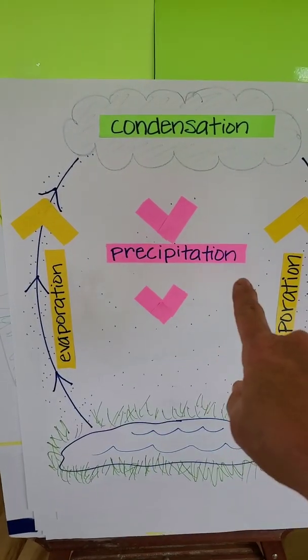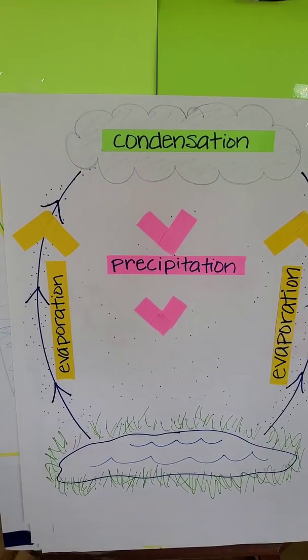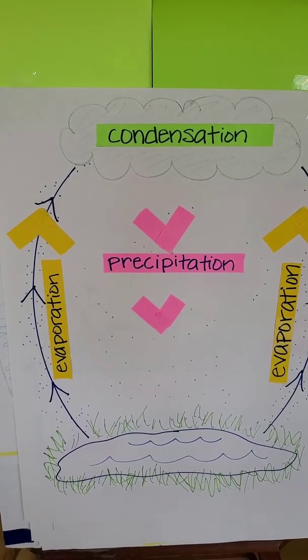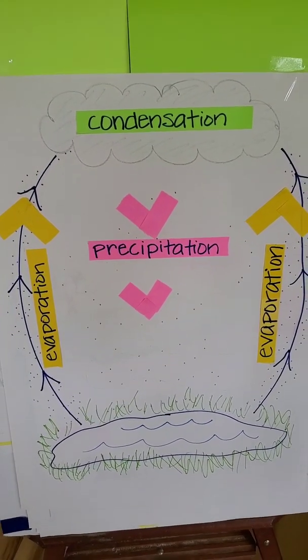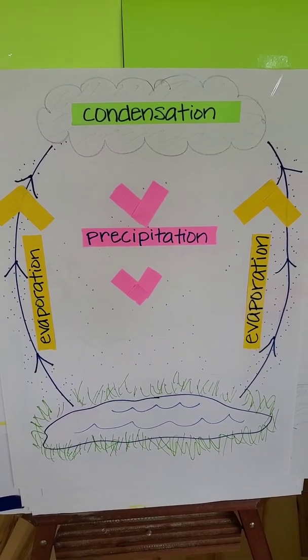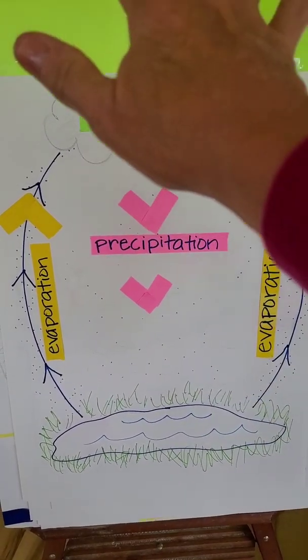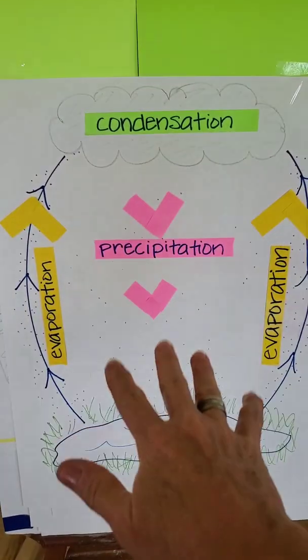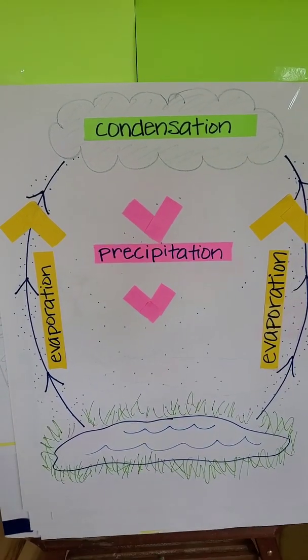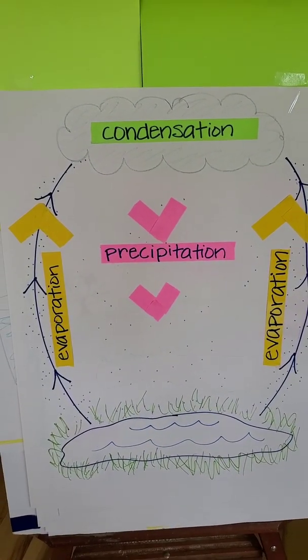Now, precipitation can be rain. It might be snow if it's cold, or sleet or hail. But precipitation is when the water that has condensed in the sky falls to the ground. Let's practice our water cycle actions. Ready?